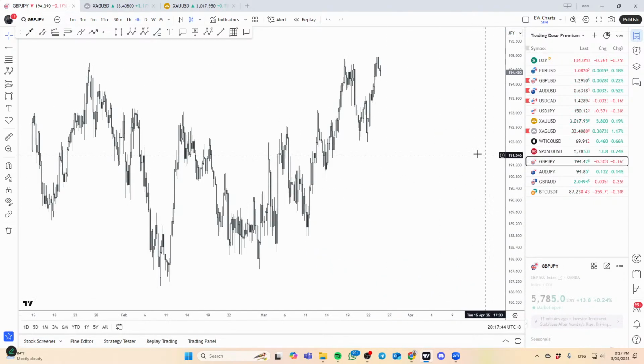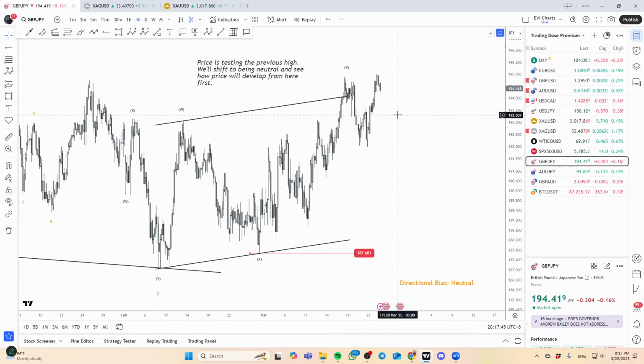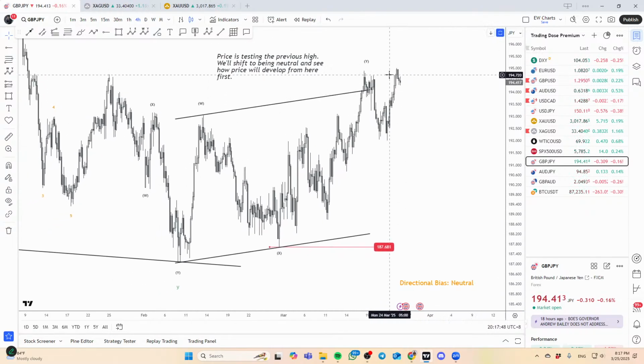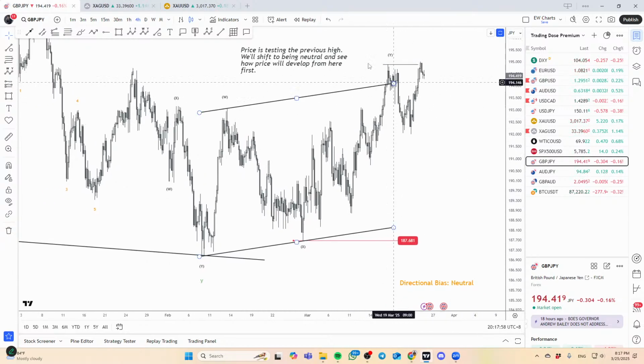Okay. Pound yen, I'm going to be shifting to neutral. Price is currently testing that high. Right, so can this be a potential double top? Might be, right? But again, we need confirmation. So right now, I'm just neutral. I'm not going to trade anything on this right now.